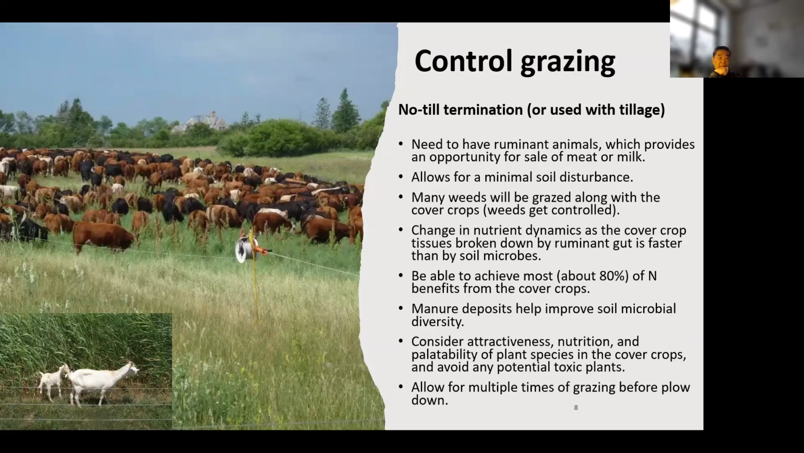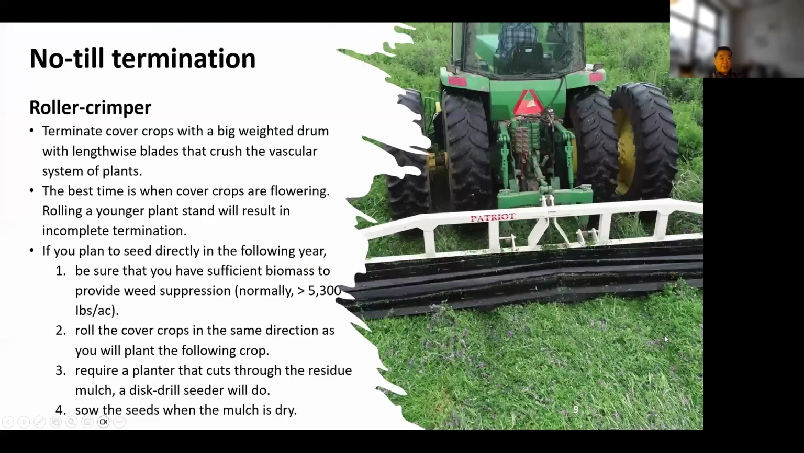Even with this animal grazing, about 80% of the nitrogen would be deposited into this field. As they graze, they drop most of the manure onto the soil surface. They only take up about 80% to build the animal bodies. Manure deposit really helps to improve the soil microbial diversity.